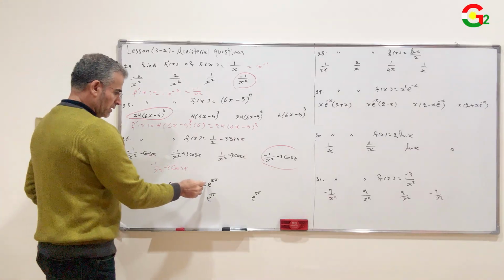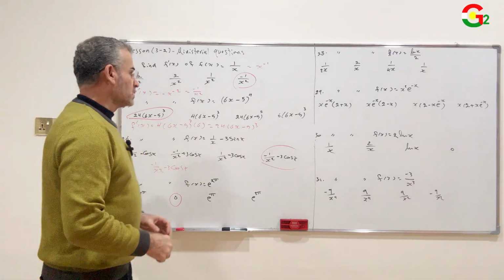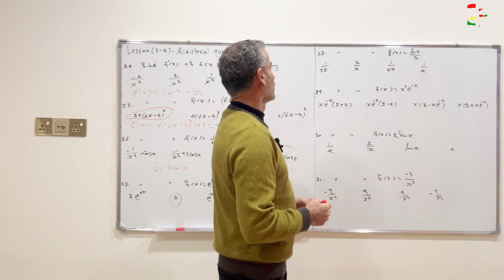27. f of x equals e to the 2 pi. E to the 2 pi is a constant. Therefore, the derivative of any constant is 0. Question number 28.